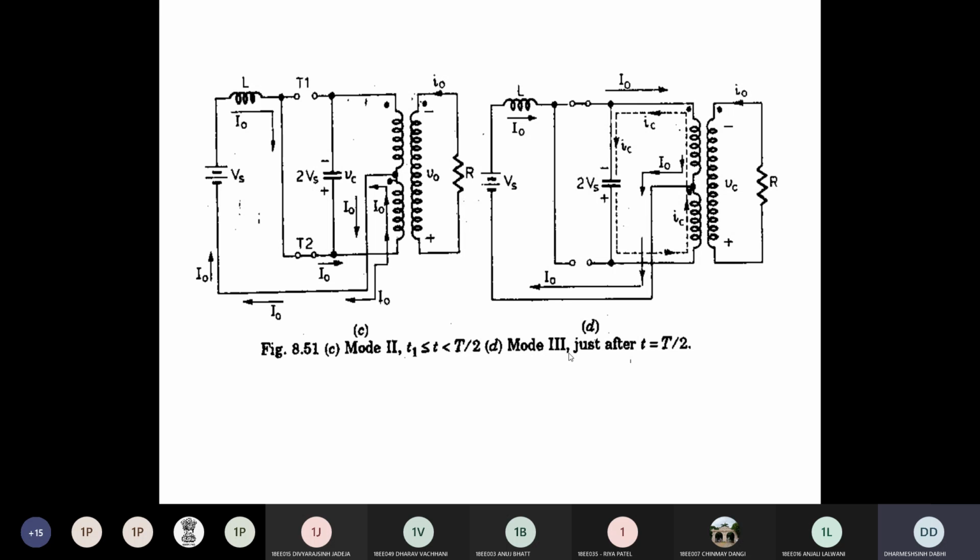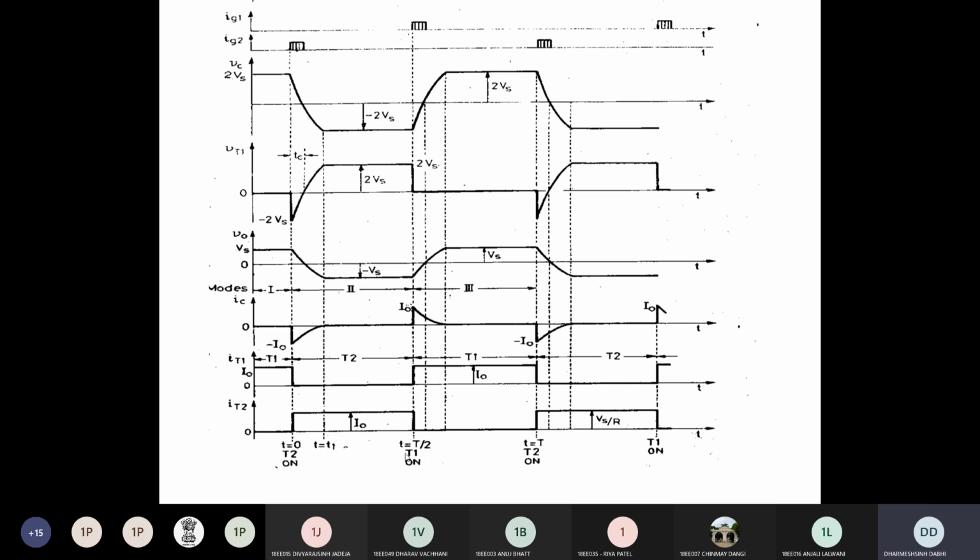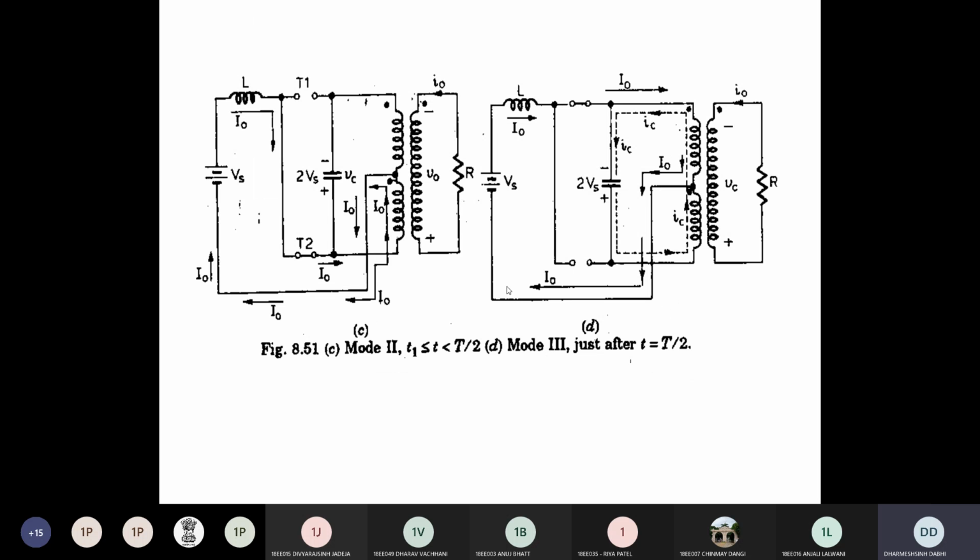In mode number 3, just after T equal to T by 2, it means this instant when you fire T1, again you can see that Ig1 is applied here. Clear? So when you fire T1 at the instant T equal to T by 2, at the same instant, for some time, your T2 is also in on condition.